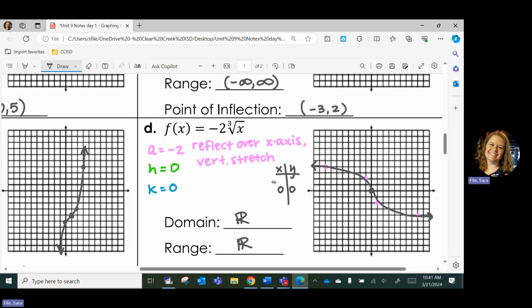So if I pick a point to the left, so -1 for my input, I'm going to come up here and just calculate. The cube root of -1 is -1. And then what's -1 times -2? 2. So there should be a point at -1, 2. Hey, that's where I plotted a point. Okay, a point to the right. If I plug in a 1, the cube root of 1 is 1. 1 times -2 is -2. So there should be a point at 1, -2.